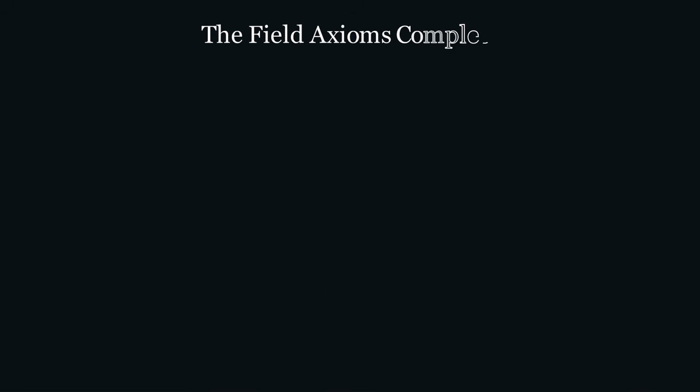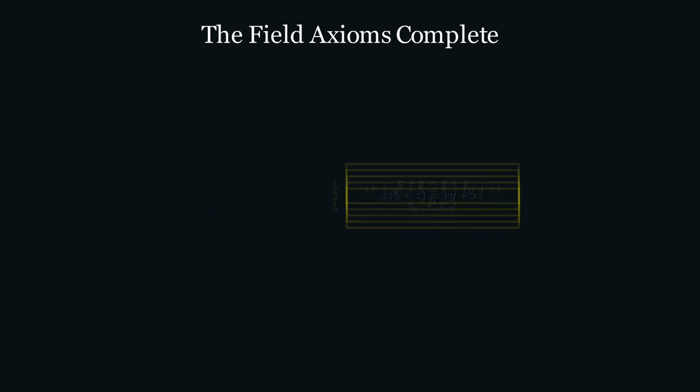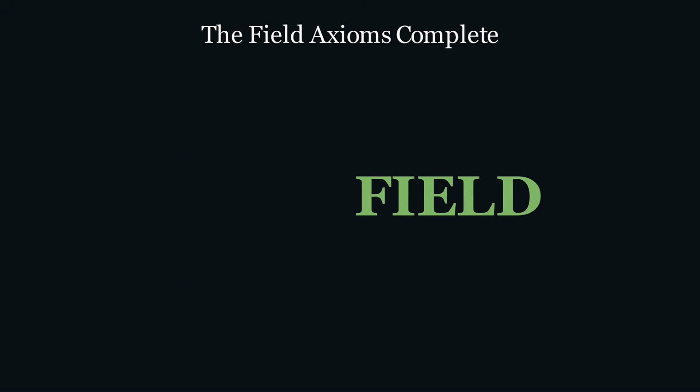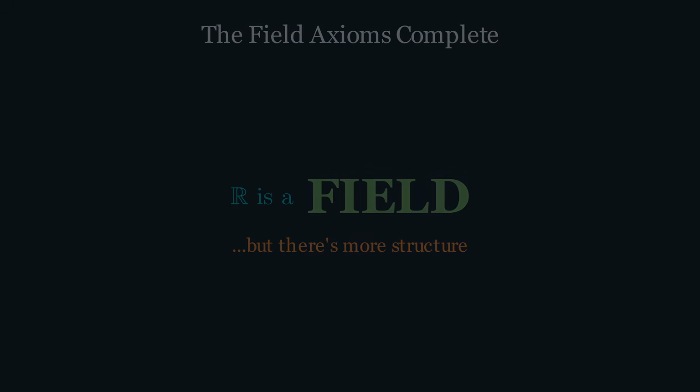These 5 axioms define what mathematicians call a field. Any mathematical structure satisfying these properties qualifies as a field. The real numbers form a field, but they possess additional structure.